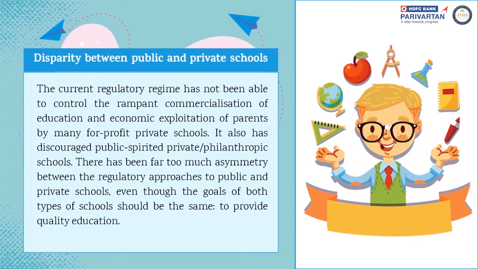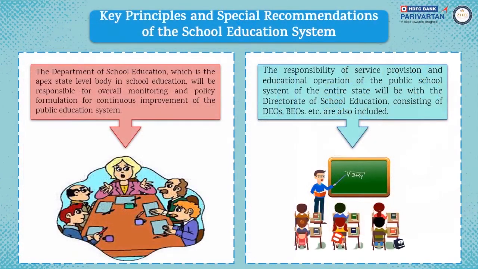If we talk about the disparity between public and private schools, the current regulatory regime has not been able to control the constant commercialization of education in the name of private schools. It has also discouraged public spirited private philanthropic schools. And there has been far too much asymmetry between the regulatory approaches to public and private schools, even though the goal of both the schools is the same, that is, to provide quality education.